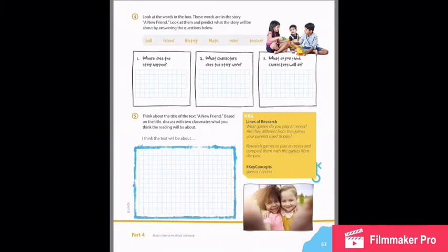Activity number 4, look at the words in the box. These words are in the story A New Friend. Look at them and predict what the story will be about by answering the questions below. Okay, you have 6 words in the box and you have to complete the question. You have 3 questions. For example, number 1, where does the story happen? Number 2, what characters does the story have? And number 3, what do you think characters will do?